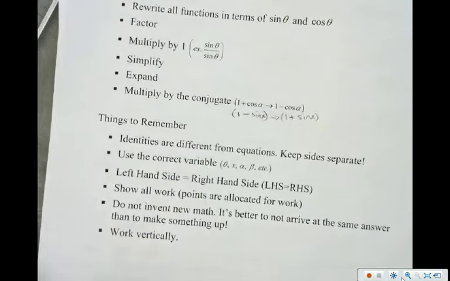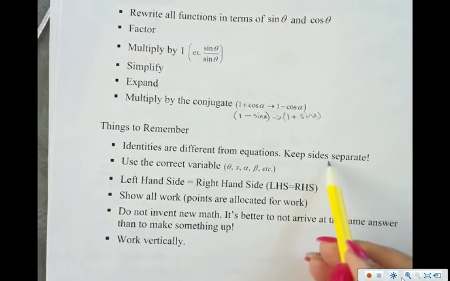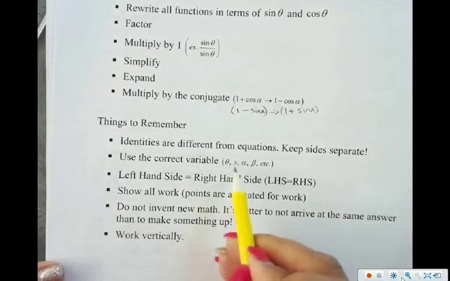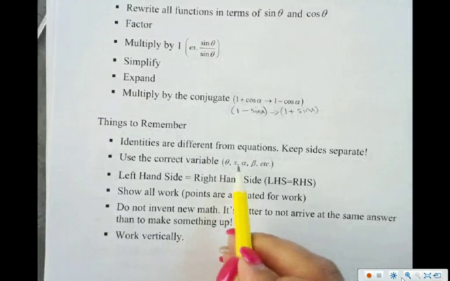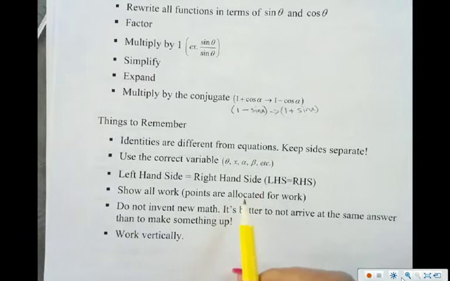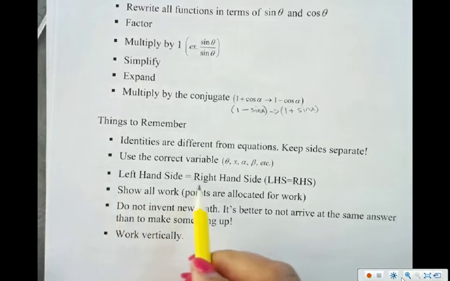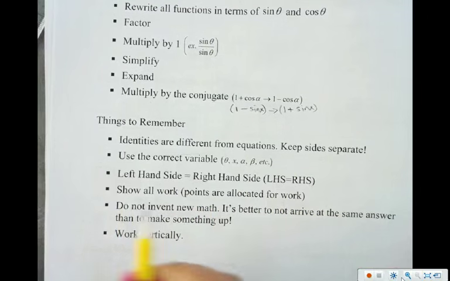All right, so things to remember. Identities are different from equations. Keep the sides separate. We're going to draw a line down the center so that we keep them separate. Use the correct variable. If the question starts with theta, make sure you're using theta all the way through. Don't flip from one variable to the other. Use the variable that's given in the question. You're going to have the statements left-hand side equals right-hand side. You could use LHS equals RHS.